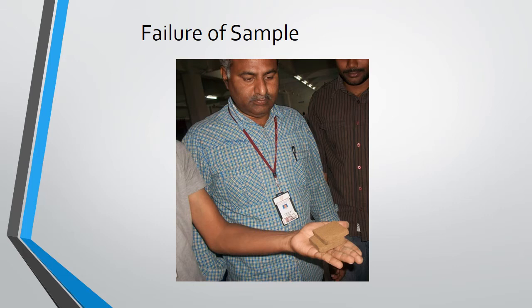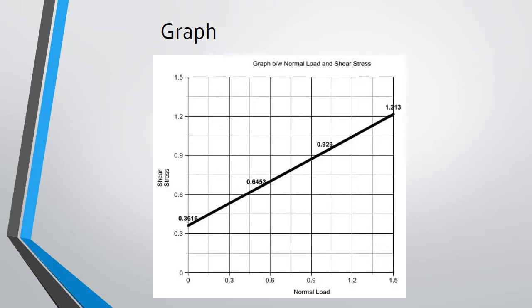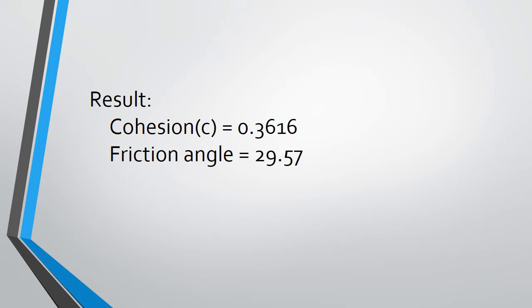Here you can see the failure of the sample in particular, and a graph is drawn between the normal load and the shear stress values obtained from the direct shear test, from which the slope of the line gives the friction angle, and the point at which the line meets the shear stress axis gives the cohesion, for which we got the cohesion as 0.3616 and friction angle as 29.57 degrees.